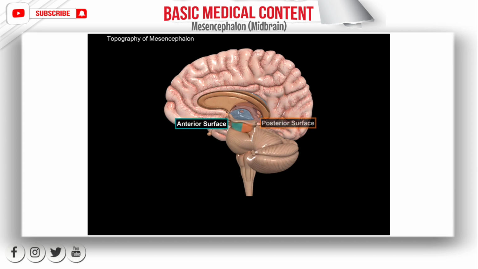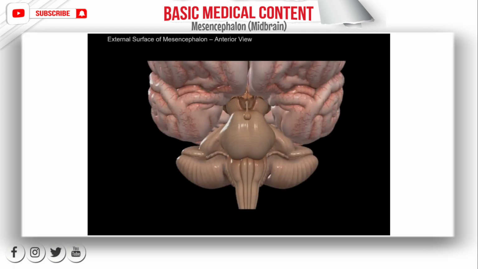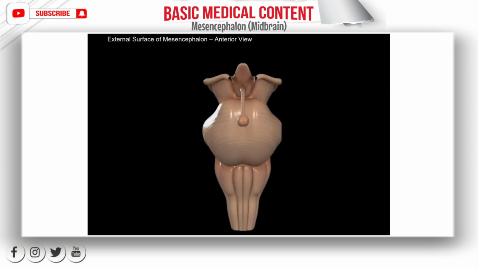It has an anterior surface and a posterior surface. Let's now cover the typical morphology of these two surfaces, starting with the anterior surface first. We will do that by looking at the midbrain from an anterior view. So the midbrain is here. The first thing we can do is to remove the less significant surrounding structures to make this easier. The majority of the anterior surface of the midbrain are the cerebral peduncles.